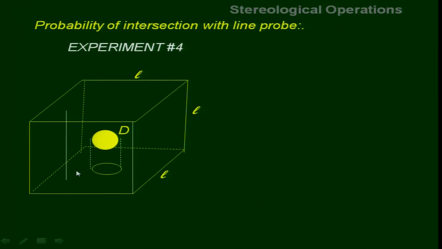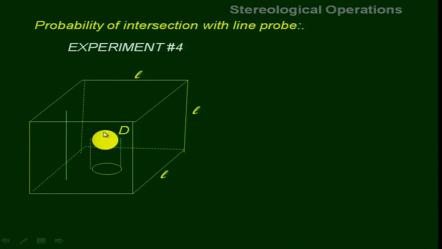Similarly, let us have another experiment where now I have a line probe which can be randomly placed anywhere inside the cube, but keeping it parallel to this vertical edge. There is a spherical particle present, and the question again is, what is the probability that this line probe will intersect the spherical particle of diameter d inside the cubic box of size L by L by L.